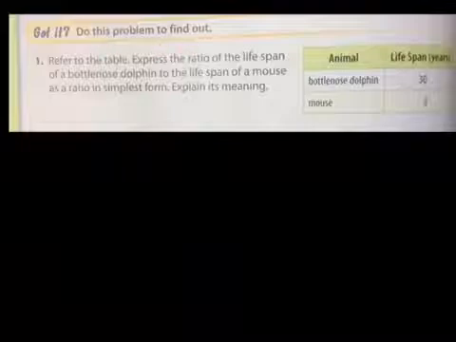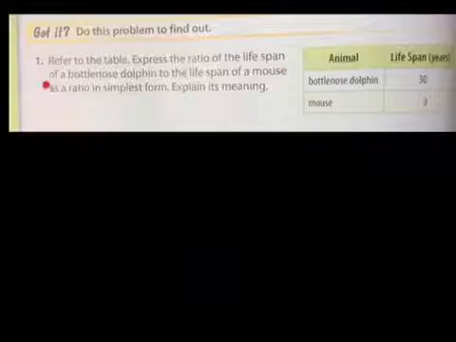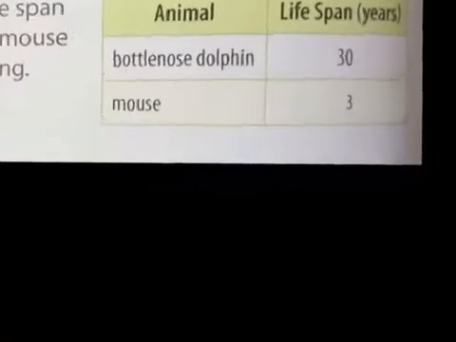Okay, let's try this one. Refer to the table. Here we have the table. We have animals and their lifespan, how many years they live on average. Express the ratio of the lifespan of a bottlenose dolphin to the lifespan of a mouse as a ratio in simplest form. Explain its meaning. So the bottlenose dolphin lives for 30 years and the mouse lives for 3. You can zoom in and see that right there.